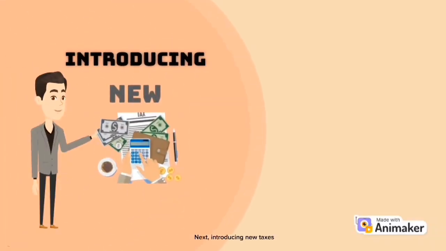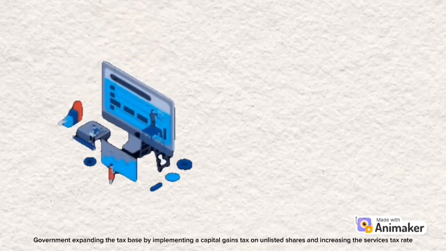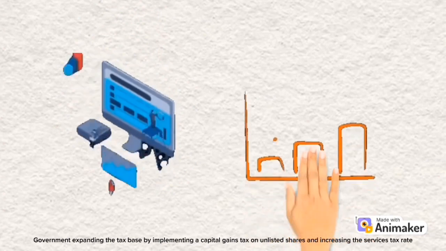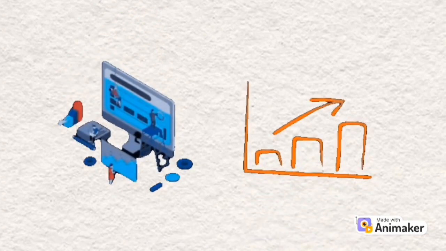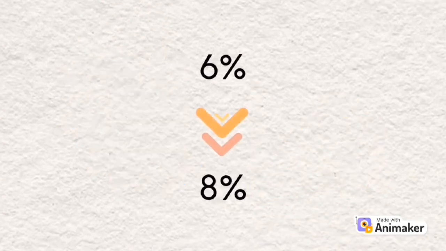Next, introducing new taxes. Government expanding the tax base by implementing a capital gains tax on unlisted shares and increasing the services tax rate from 6% to 8%.